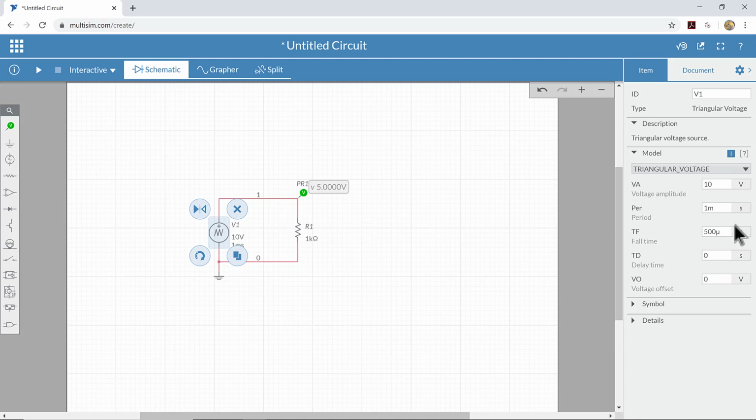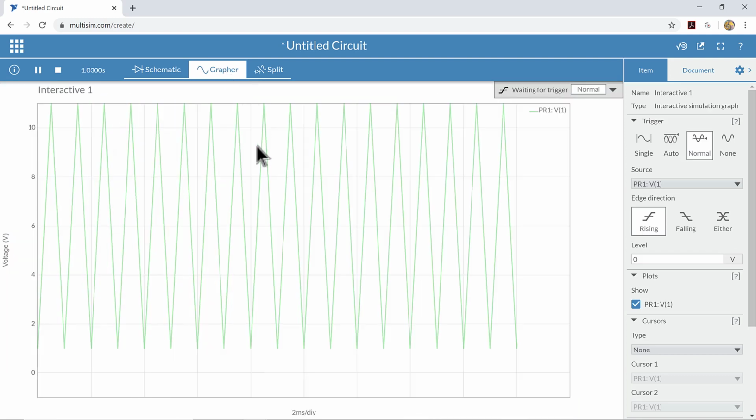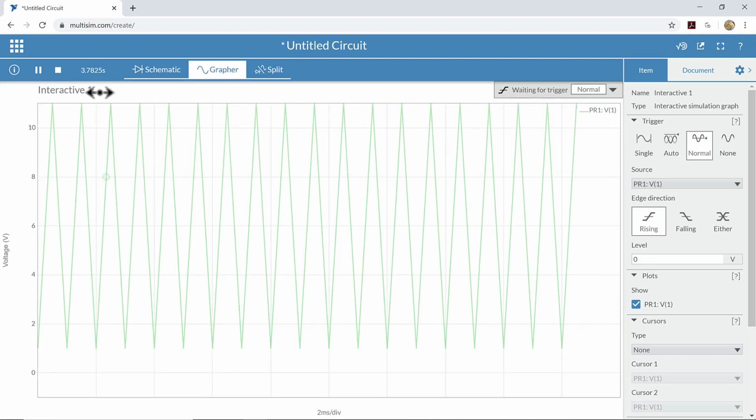There are also some other things. So there is a voltage offset. Right now it's 0 volts, so the wave is starting at 0 volts. But I can change this. So I can make it 1 volt, for instance. And I can run this and then go to the grapher. Now the wave is starting at 1 volt and going up to 11 volts. We can see that the amplitude is still 10. So from the lowest point to the highest point on my wave is still 10 volts, but now there is a 1 volt offset. So it goes from 1 to 11 instead of 0 to 10.